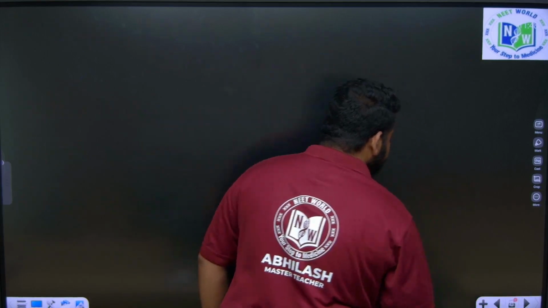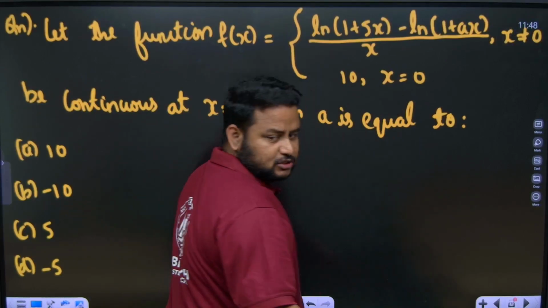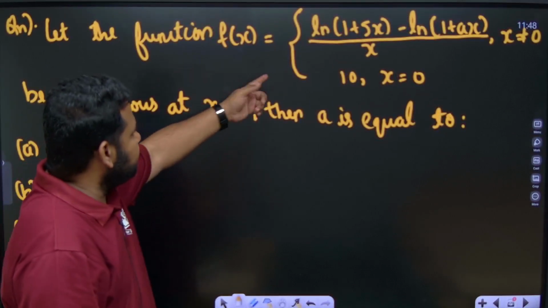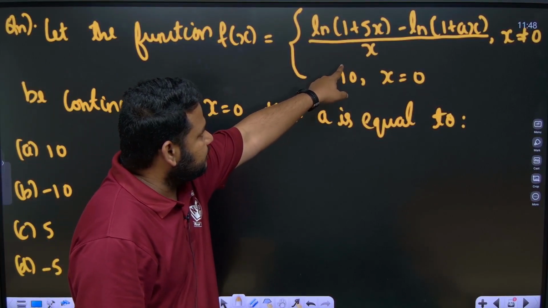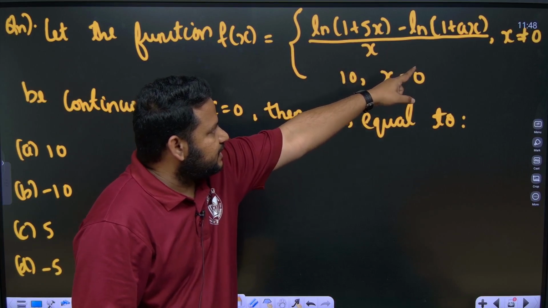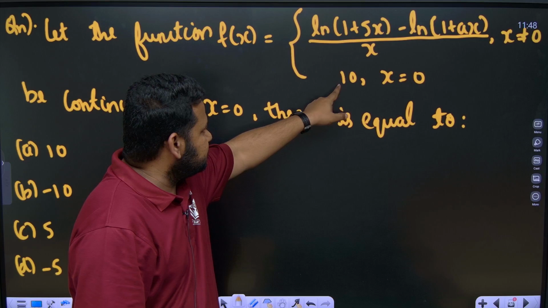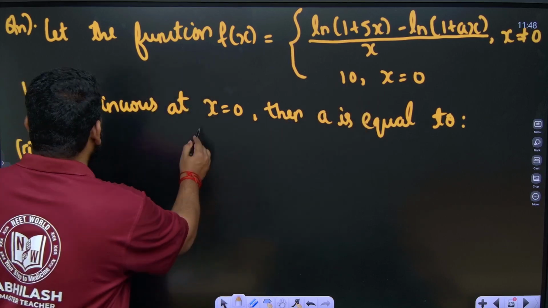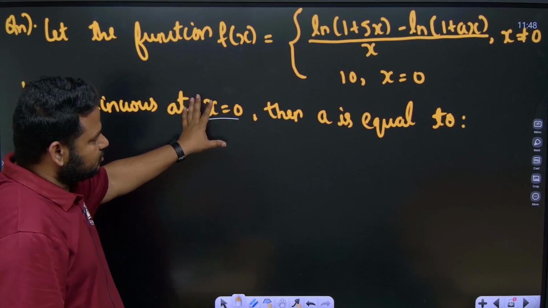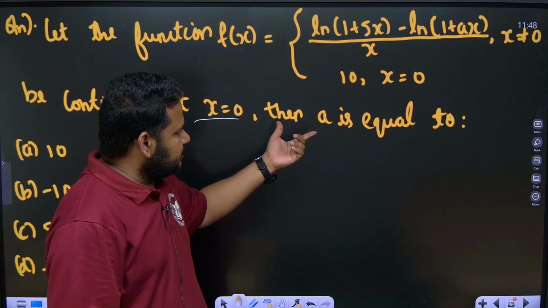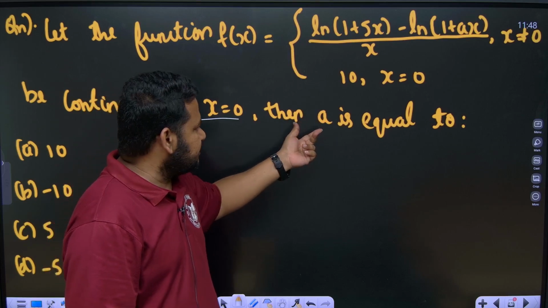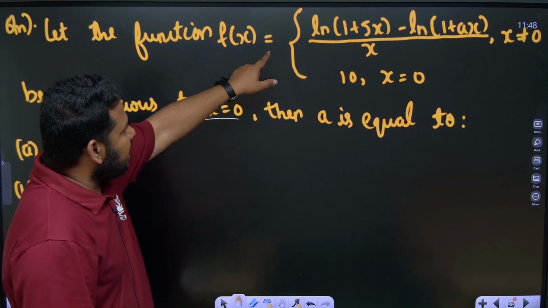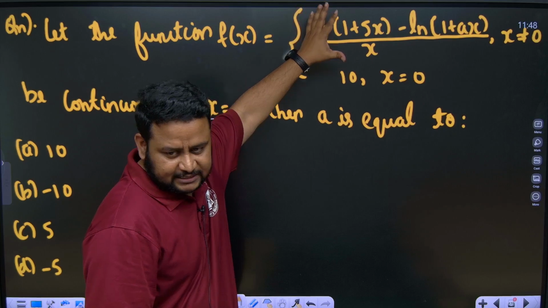Okay, next question. Just listen, the function f of x is given by ln of 1 plus 5x by x minus ln of 1 plus alpha x, for x not equal to 0, and this is equal to 10 if x is equal to 0. They are asking, if it is continuous at x equal to 0, then alpha is equal to what? Just listen now. See, alpha is in which function? This function.